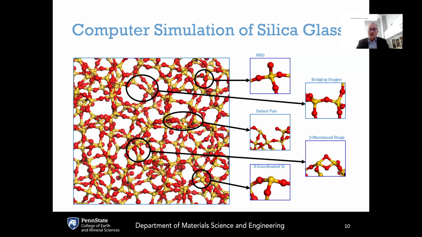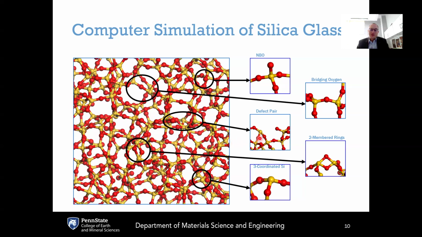There are defects that can exist. Some of the defects could include, as shown here, there is an oxygen that's bonded to only one silicon, so it's got a dangling bond on the other side. This is an unstable structure, and this is known as a non-bridging oxygen, or NBO. This is what the oxygen should look like, a bridging oxygen, where you've got a silicon bonded to the oxygen, bonded to the neighboring silicon.